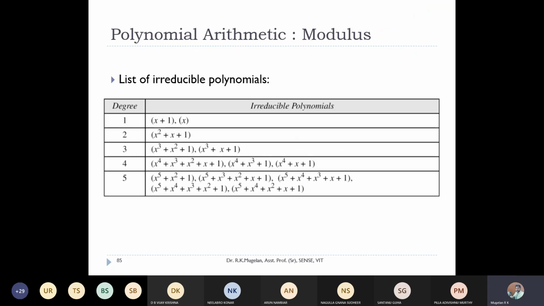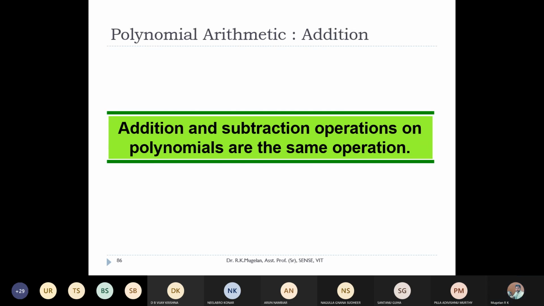So these are irreducible polynomials for each and every degree. That is, when n minus 1 is equal to 1, these two polynomials will be used. Like this, for each and every degree, we have a set of polynomials. In the examination, we'll be providing any one of the polynomials for your numericals. So don't worry, no need to remember these polynomials. We'll be providing the irreducible polynomial.